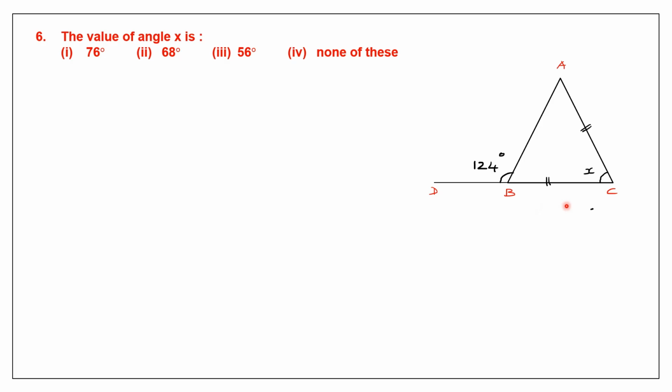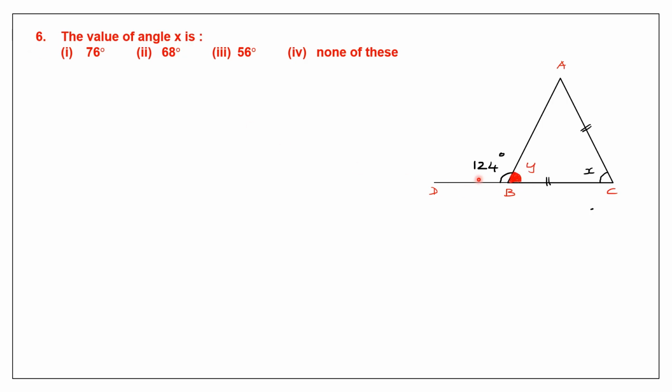So there are many properties that we can apply here. Now here we are asked to find the value of X, and X is here. Now we can find the value of X if we know the value of the angle at A and the angle here at B. If we know these two angles, then we can find angle X. Now first let's try to find this angle here, the angle adjacent to 124 degrees. Now we can find the value of this angle. So we can name it angle Y.